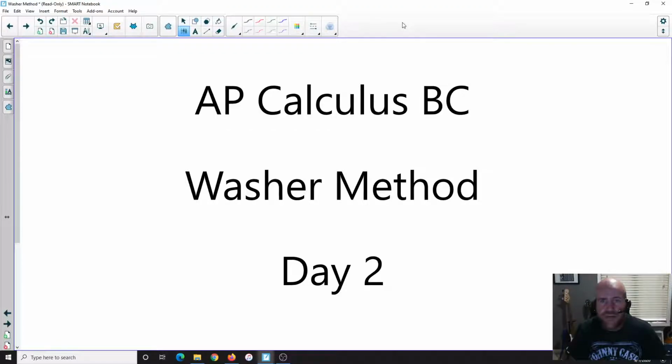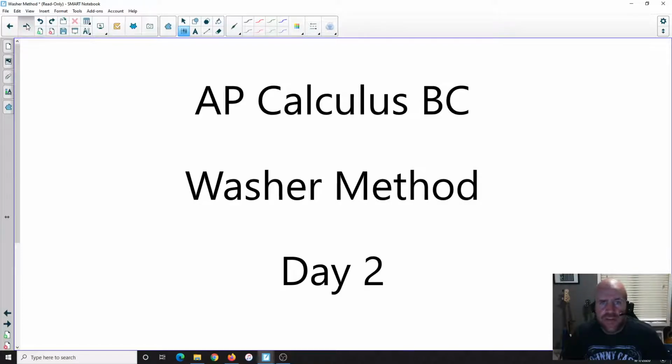Alright, welcome to the second video of washer method. What we're going to look at is two examples of taking an area and rotating it around an axis other than the x-axis or the y-axis. So some other vertical or horizontal axis.